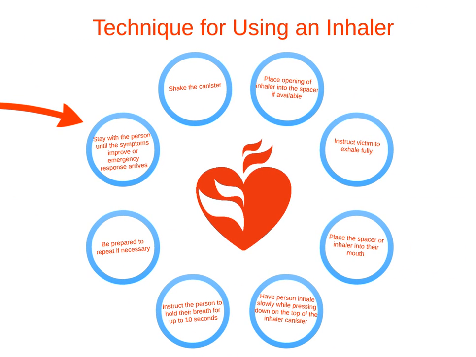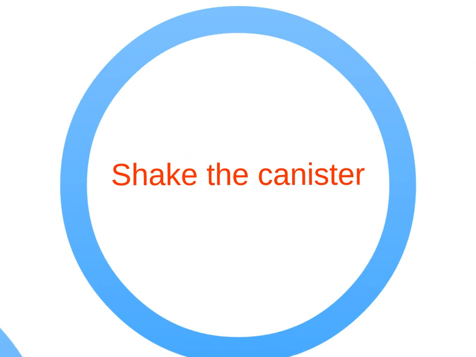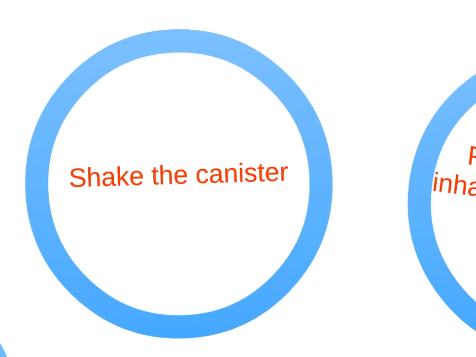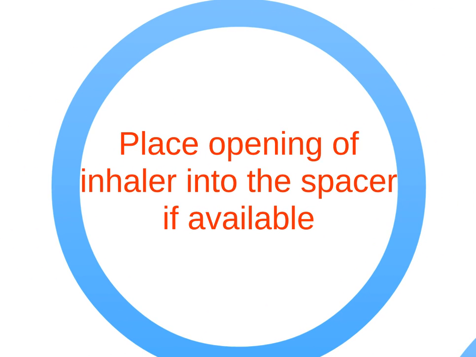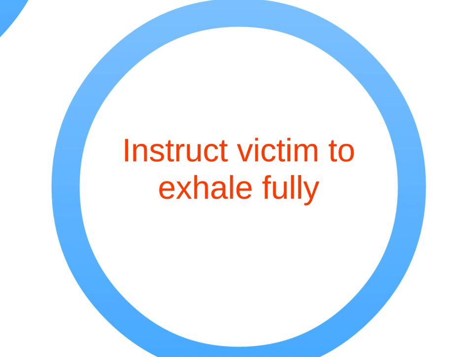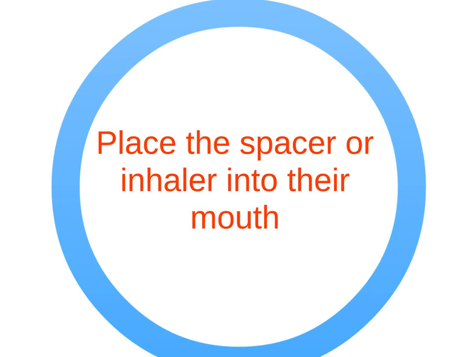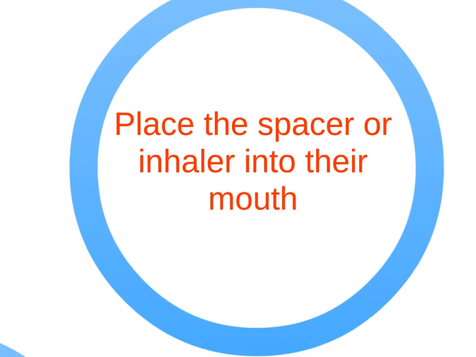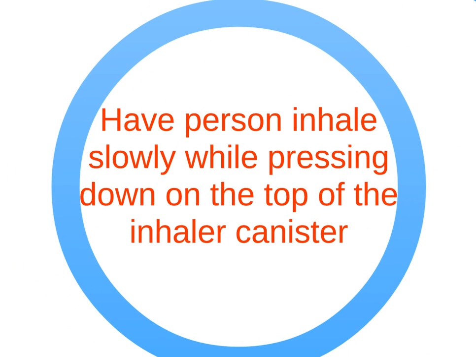Here's the technique for using an inhaler. First, shake the canister. Then place the opening of the inhaler into the spacer if available. Instruct the person to inhale fully. Place the spacer or inhaler into their mouth. Simultaneously have the person inhale slowly and deeply while pressing down on the top of the inhaler canister.